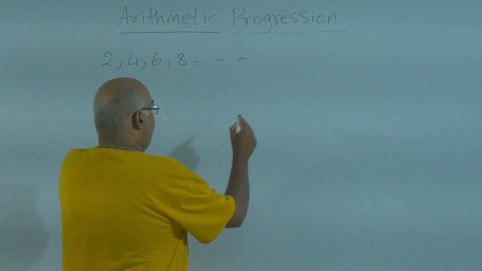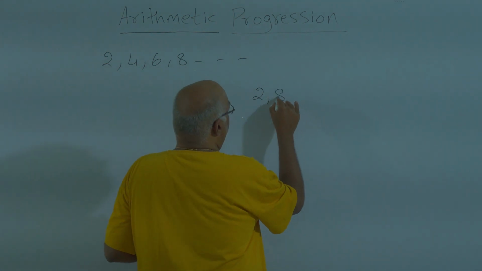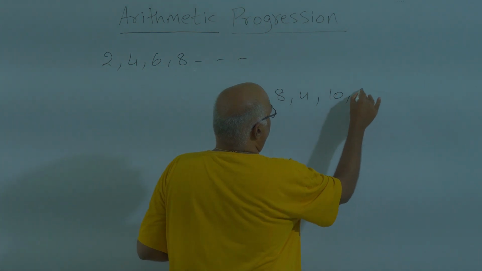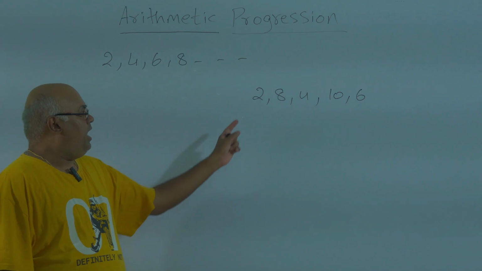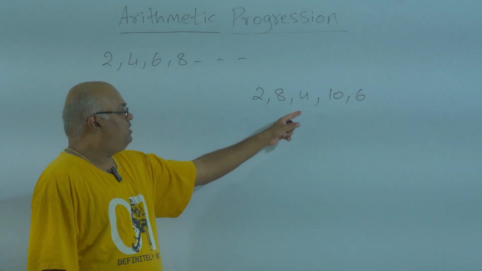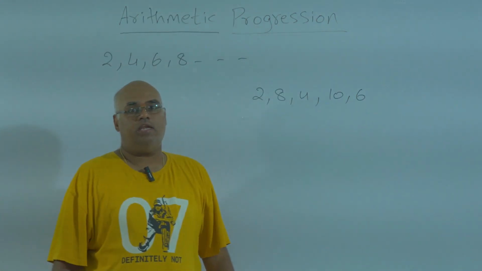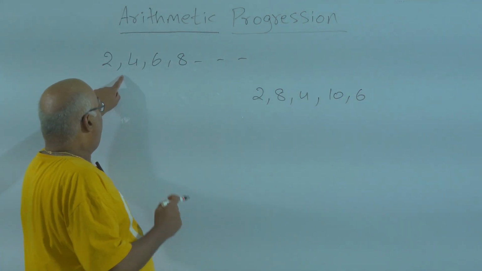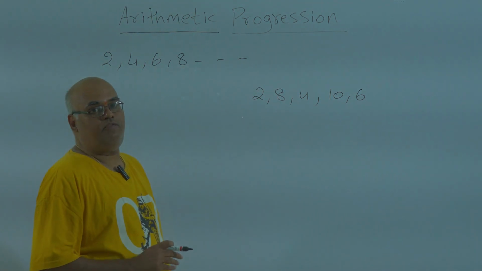So, for example, if I take a collection of numbers as 2, 8, 4, say 10, 6, they are not arranged in a particular order. First it is increasing, then decreasing, then increasing, and decreasing. So always remember, in a sequence, the numbers will be arranged in a particular order. This is the first rule.